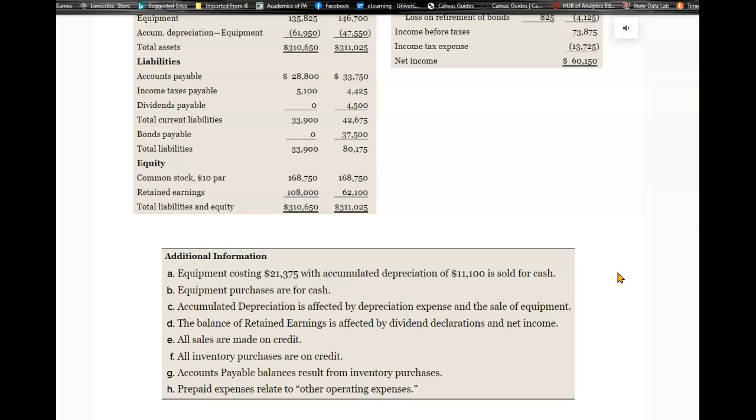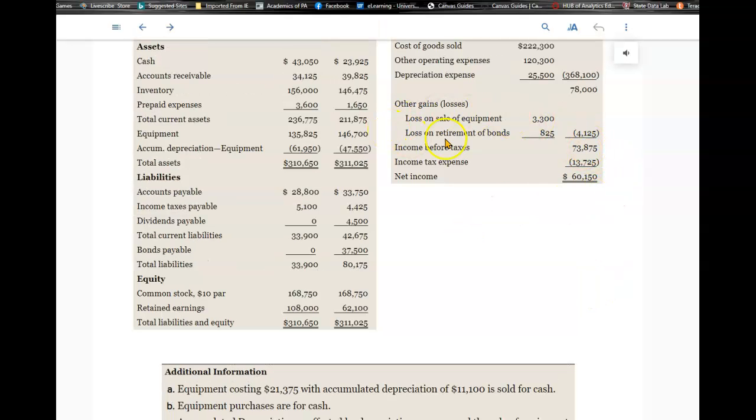And so I've got my calculator out here. And so I take the $21,375 minus $11,100 in depreciation, and I have a book value of $10,275. Now, the other piece of information that they've given us is that we had a loss on the sale of equipment of $3,300.